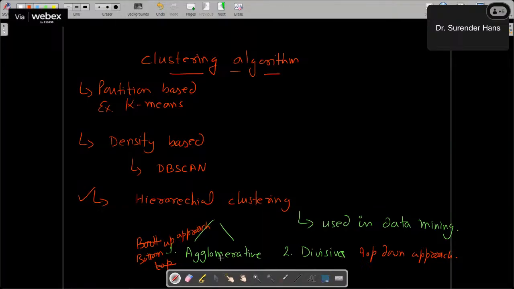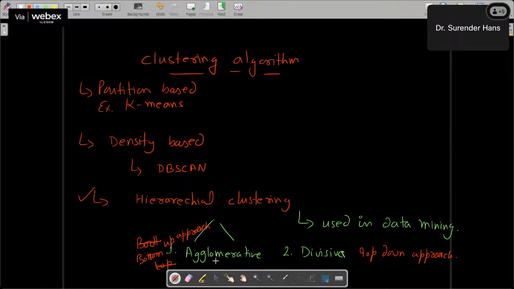sklearn is a library in machine learning, and in it the agglomerative clustering approach is the default. Whenever you use sklearn, agglomerative clustering is the default. You can use the divisive method also, but agglomerative is the default clustering option. And one more specialty of agglomerative compared to divisive, we will discuss later.